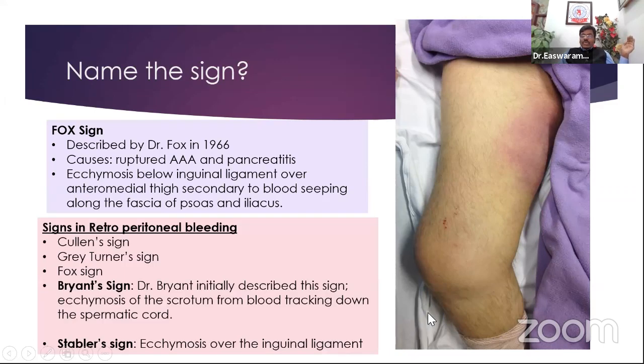And there are two more signs if you're really interested, which are signs of a ruptured abdominal aortic aneurysm or a pancreatitis. There are umpteen number of signs in addition to the Cullen and Grey Turner sign. But at least Fox sign is the one worth remembering, because very often we tend to see this. Rarely you see these two other signs, Bryant sign and Stabler sign.